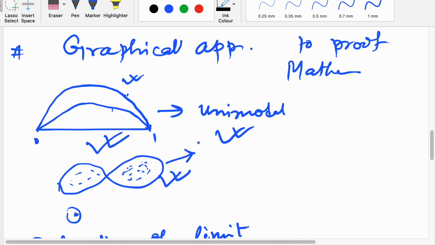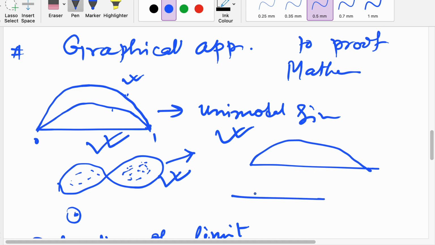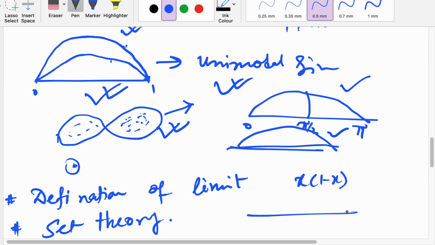If I can say something about the system, we can say that it belongs to the universality class of the unimodal graph. It does not depend on the sine curve. If you see the sine curve in some range, 0 to pi, and for the cosine also you can make this graph. So it doesn't matter what the actual function is, sine, cosine, or x into 1 minus x, which also follows this curve, as long as it is unimodal.